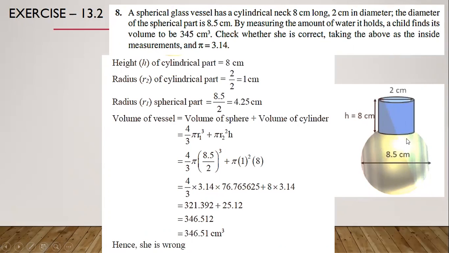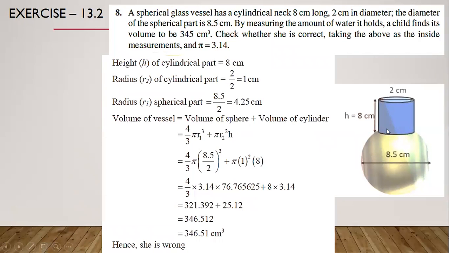By measuring the amount of water it holds, a child finds its volume to be 345 centimeter cube. Check whether she is correct, taking the above as the inside measurements and pi as 3.14. So they've given the volume also. You just have to check if it is right or wrong. So first, height is 8 centimeter for the cylinder and radius r2 is 1. 2 is the diameter. Now again, radius of the spherical part is 8.5 by 2, so 4.25 centimeter.